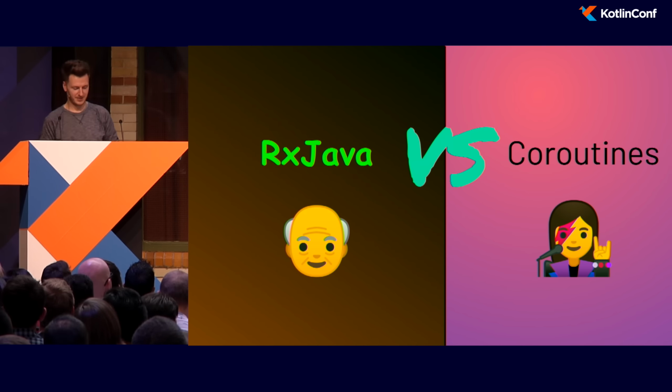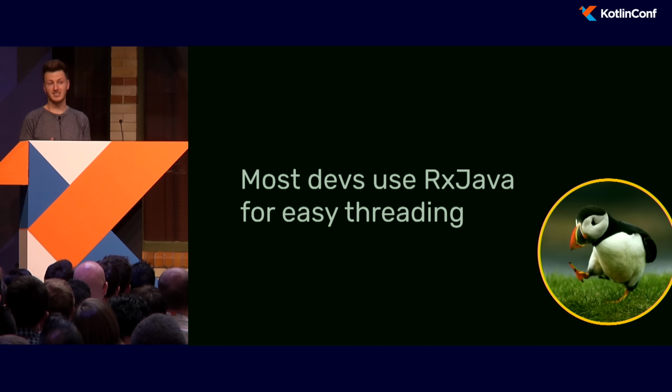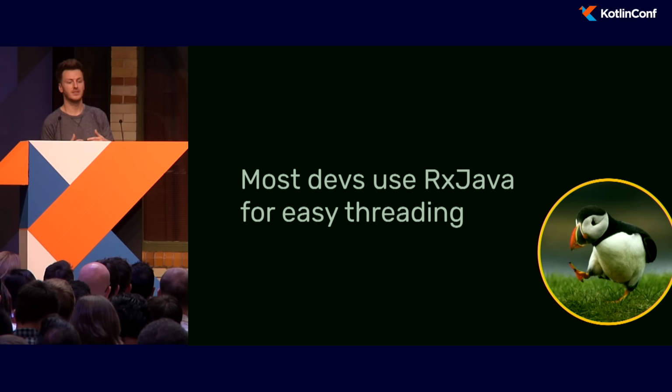And I myself have been one of those people. I'm going to make the premise that most developers, at least, get into using RxJava just for the easy threading model. I'm not saying everyone, but I'll say a lot of people use it just because they want to use subscribeOn or observeOn to easily switch threads.